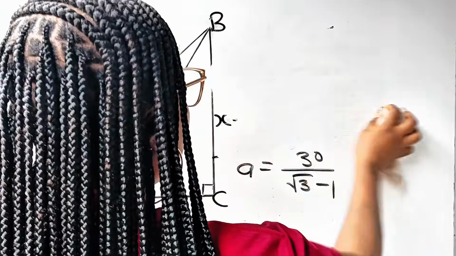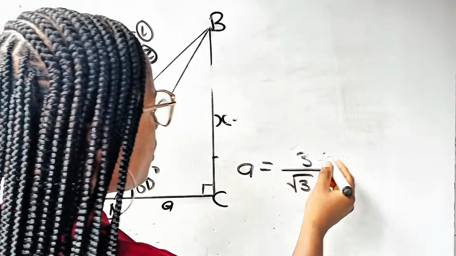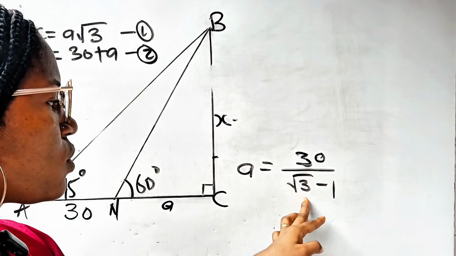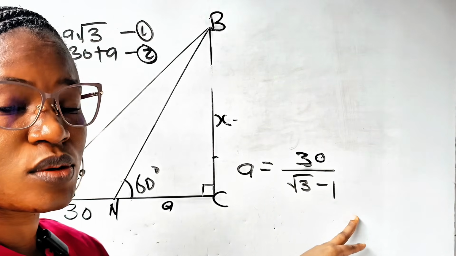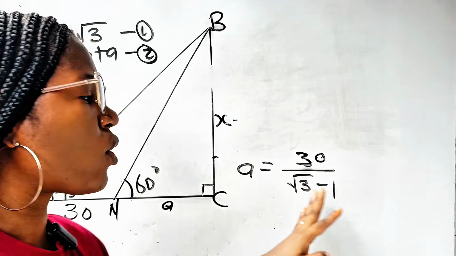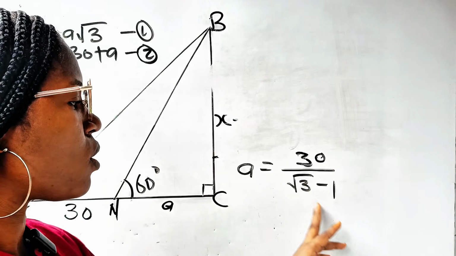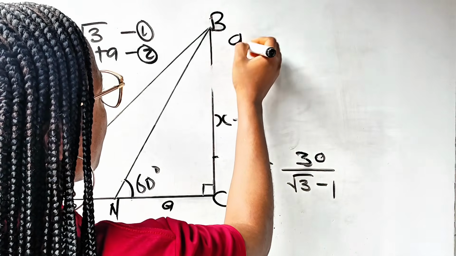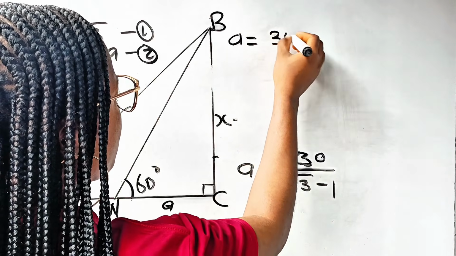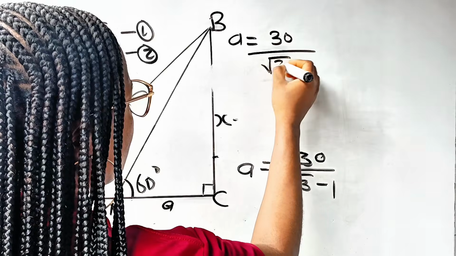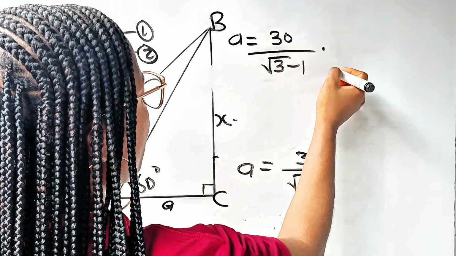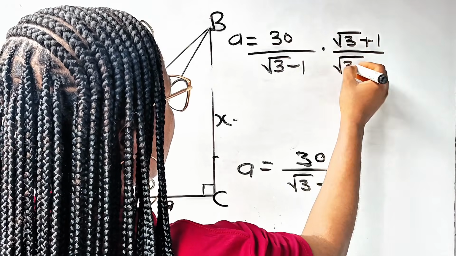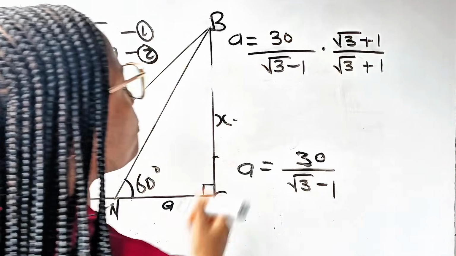So, rationalizing, since this is root 3 minus 1, the conjugate of root 3 minus 1 is root 3 plus 1. So we are going to multiply the numerator and the denominator by root 3 plus 1. So we can now write that A is equal to 30 divided by root 3 minus 1 multiplied by root 3 plus 1 divided by root 3 plus 1.